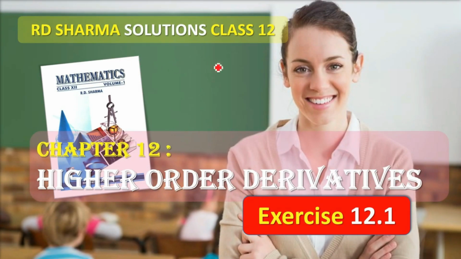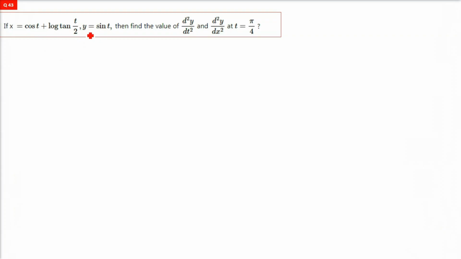This is R.D. Sharma Solution, Class 12, Chapter 12, Higher Order Derivatives, Exercise 12.1. x is equal to cos t plus log tan t by 2, y is sin t. We have to find out the value of d2y by dt2 and d2y by dx2 at t equals pi by 4.